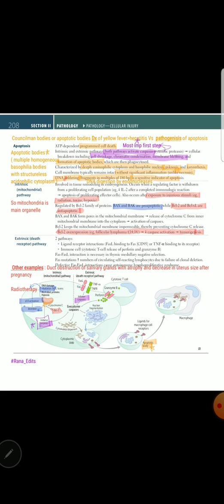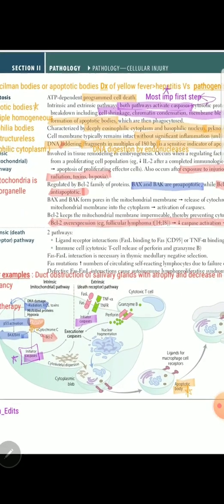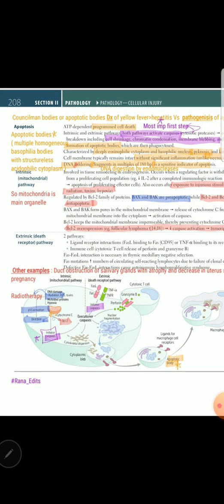So caspases and endonucleases are two important enzymes here. So we know that it is the mitochondria that is initiating the intrinsic pathway. So mitochondria is the main organelle of apoptosis. That is another question asked indirectly.